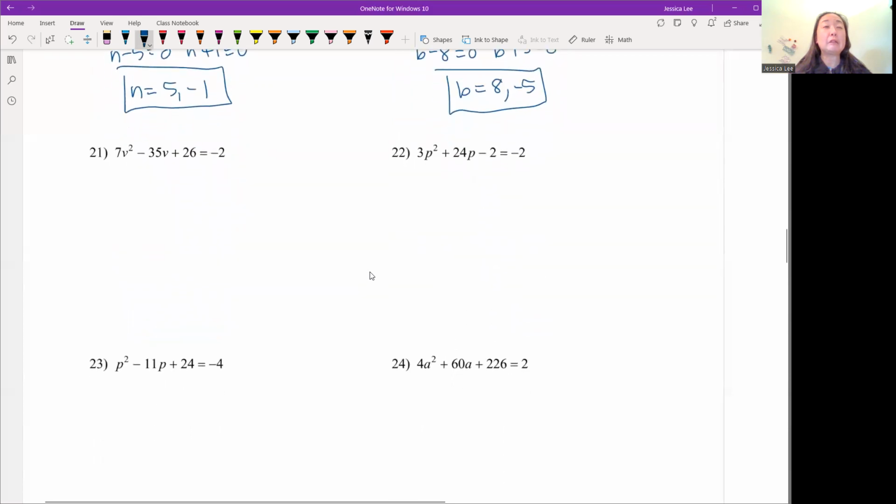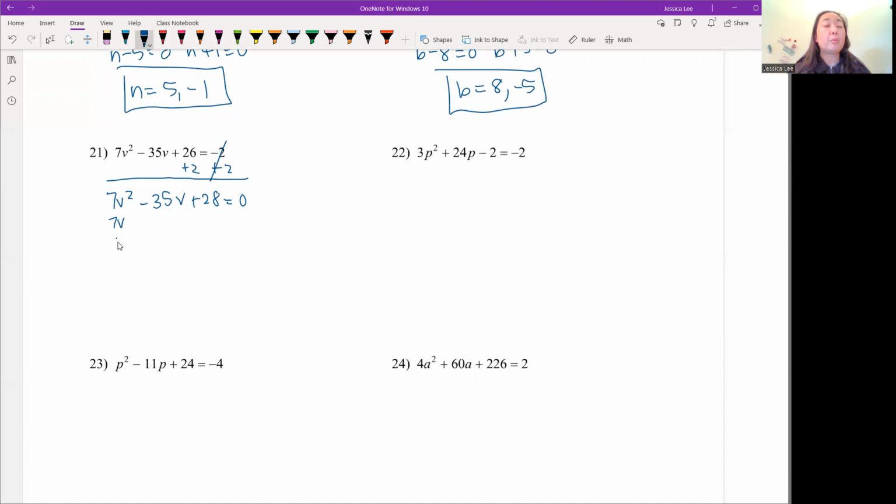Ooh, now we're getting a little trickier. You see how it's not equal to 0? It needs to equal 0, so we need to add 2 to both sides. So get everything to one of the sides. It doesn't matter which side, just one of the sides. So then we're going to get 7b squared minus 35b plus 28 is equal to 0. You see here, we have a coefficient other than 1. So I'm going to really focus on this crisscross method here.